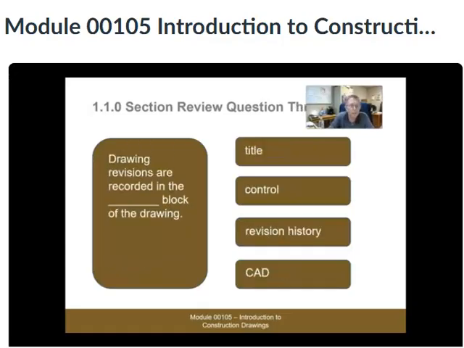It says drawing revisions are recorded in the blank block of the drawing. The title block, the control block, the revision history block, or the CAD block. I'm going to say revision history block.